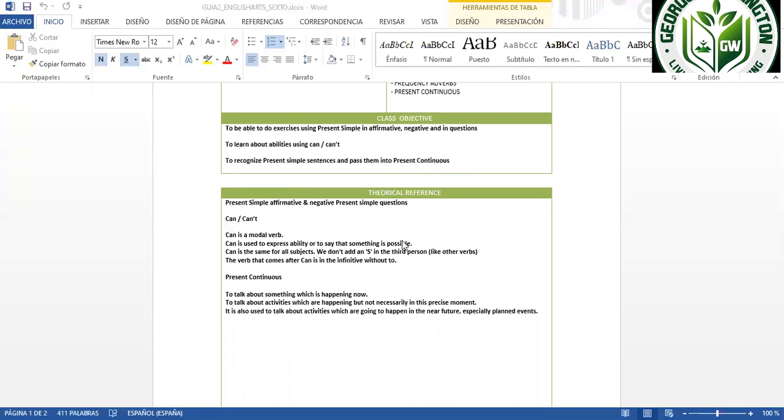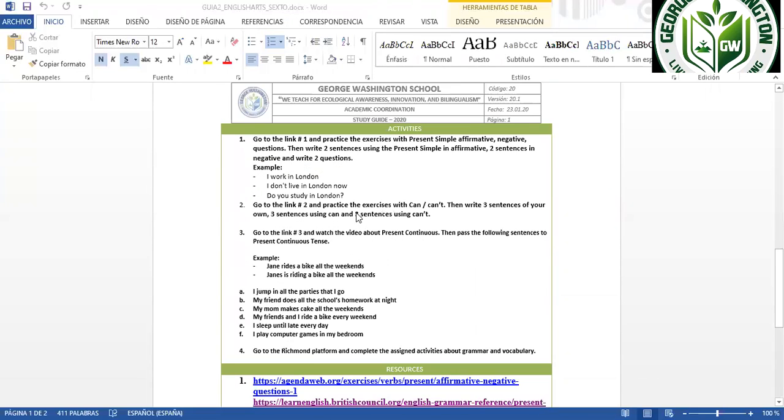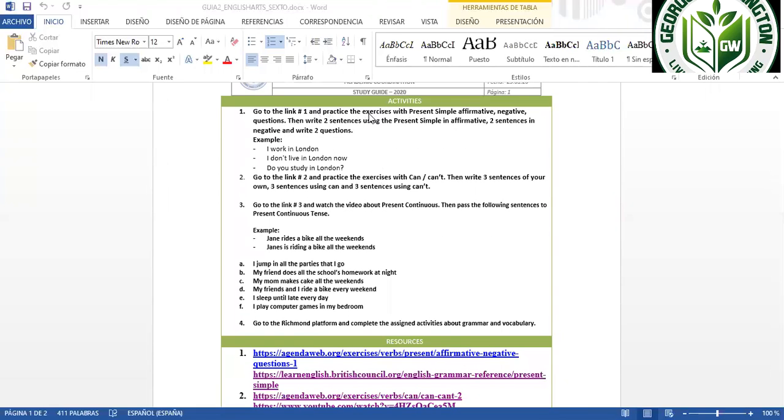Okay, here we have the theoretical reference for this exercise. Now let's go to the activities. In the activity number 1, you need to go to the link number 1 here in the resources and practice the exercises with present simple, affirmative, negative, and in questions. Then you need to write 2 sentences using the present simple in affirmative, 2 sentences in negative, and write 2 questions. Okay, so here there is an example in present simple affirmative.